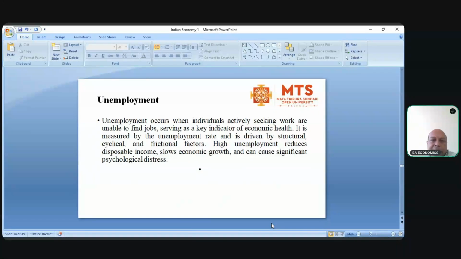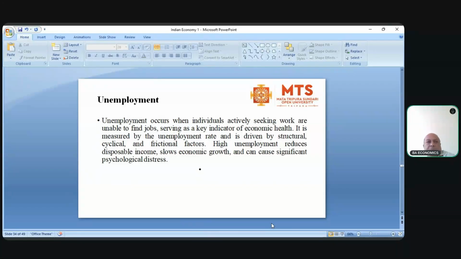Unemployment. The next topic in this unit is unemployment and the natural rate of unemployment. Unemployment is a common term in developing countries, and developing countries face this social problem more. In developed countries, the unemployment rate is very low, maybe 3, 4, 5%. But in poor developing countries, it is very high.